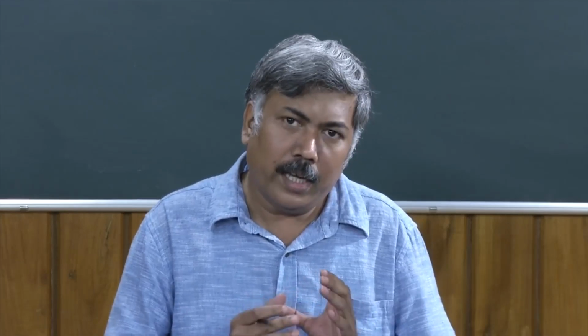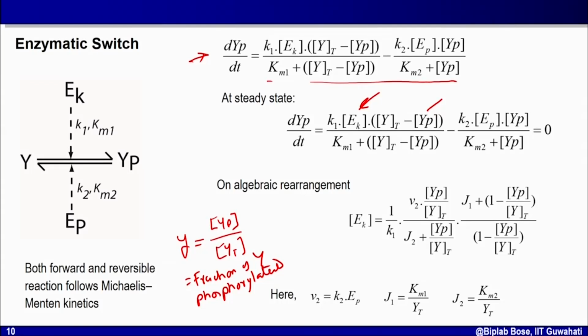So that's why, and for the ease of algebra also, rather than keeping Yp separate, we have made it a ratio of Yp by Yt, and that can be done easily algebraically from this relation, and I can get this whole algebraic relation that you have seen here. Now this looks a bit complicated, and I have done some simplification also. For example, V2 is actually nothing but K2 into Ep. Obviously K2 is a rate constant. Ep is also a constant because of the concentration of the phosphatase enzyme.